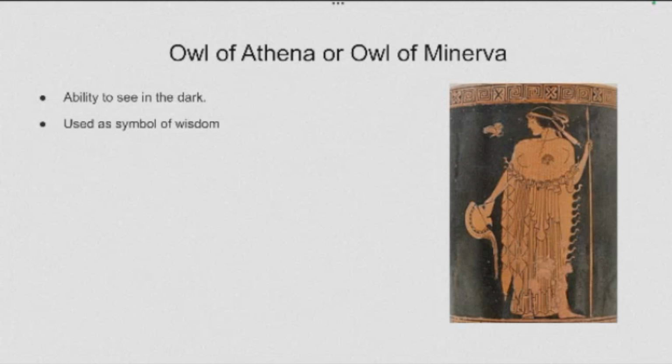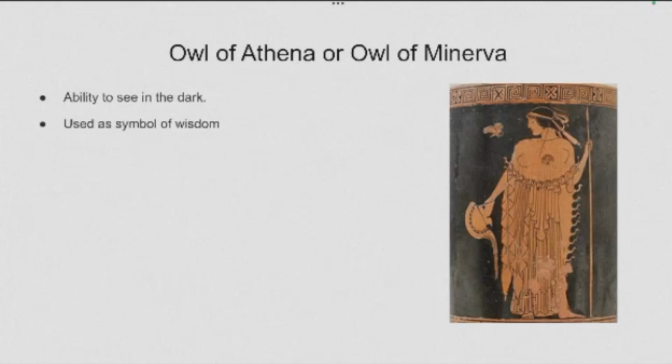Yet another symbol of a bird. In the top left corner, we can see a small owl. This is called the owl of Athena in Greek mythology, or the owl of Minerva in Roman mythology. And the owl itself, as we all know, has the ability to see in the dark. So it is used as a symbol of wisdom, to have an understanding of one's own self amidst ignorance, if we can equate the term darkness with our ignorance of our own selves.